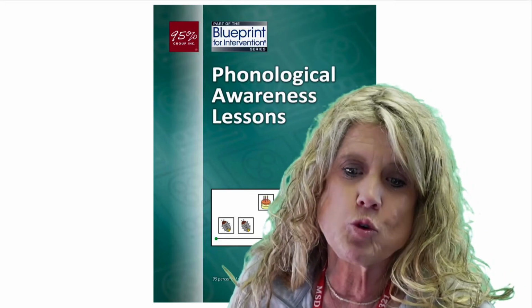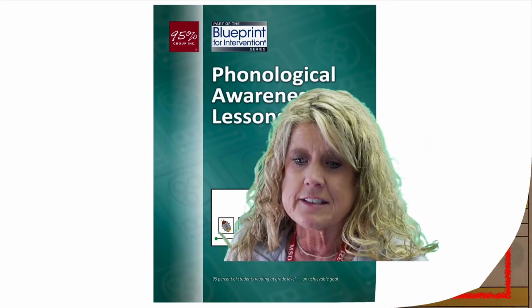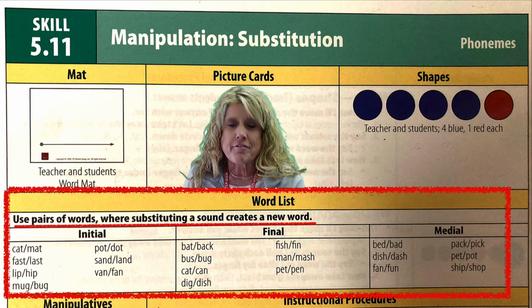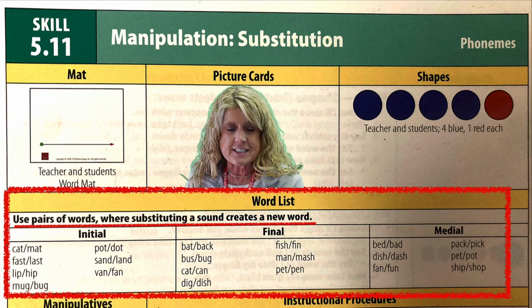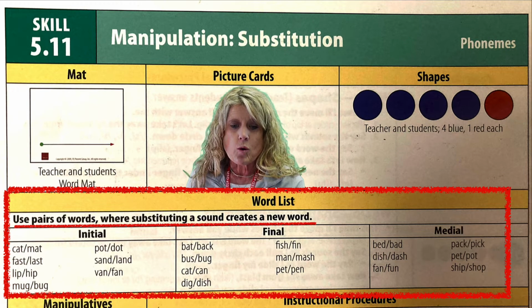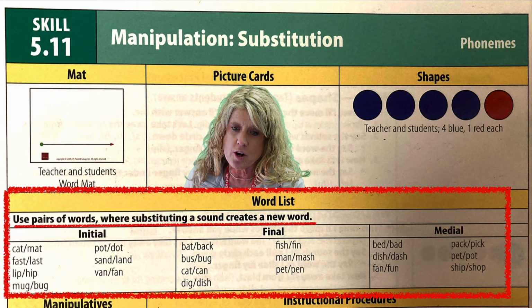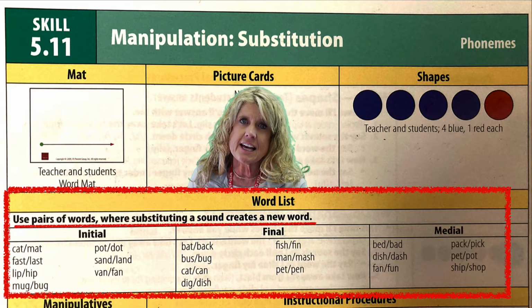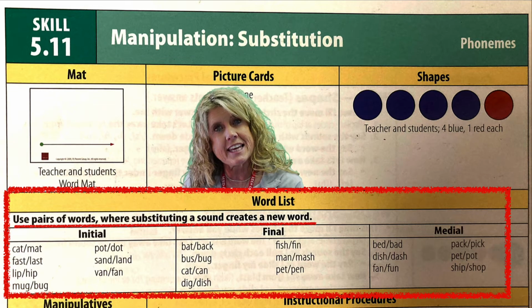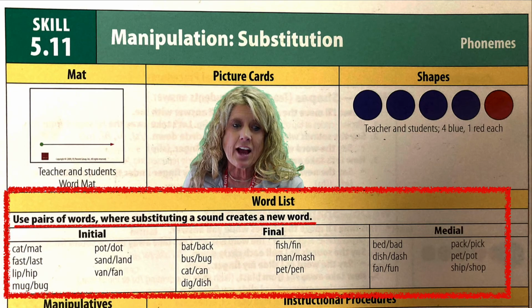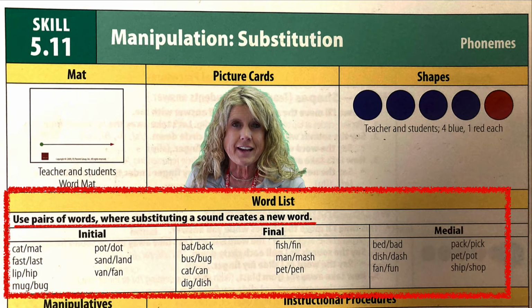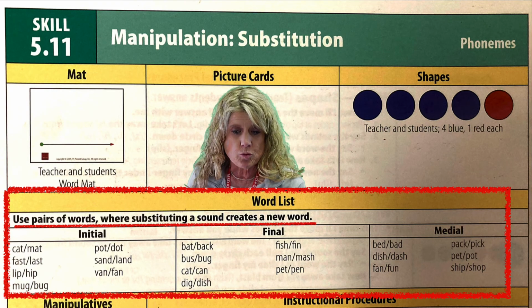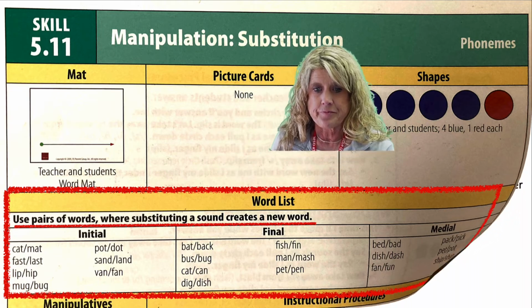Okay, so to play the games, you will need to use the lesson found in the PALs. So let's go through one. Let's say that you just taught skill 5.11 the first day, and the objective is to help children use pairs of words where substituting one sound creates a new word, okay? The same questions you asked when giving this lesson are going to be the same questions you're going to ask in the game the next day, except now you're going to be using the words that you find in this word list. So when you're doing the game, you need to open up your lesson to this word list so you can have those at your hand.